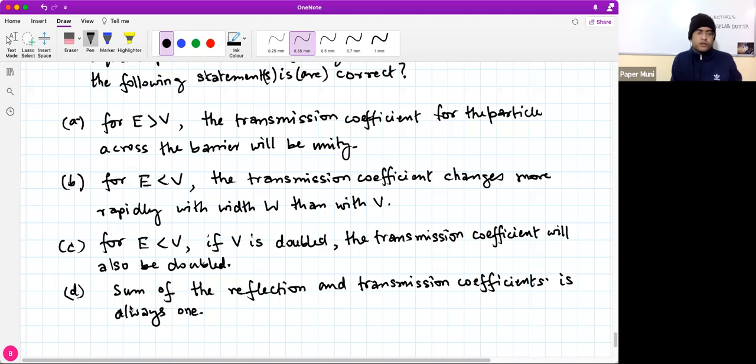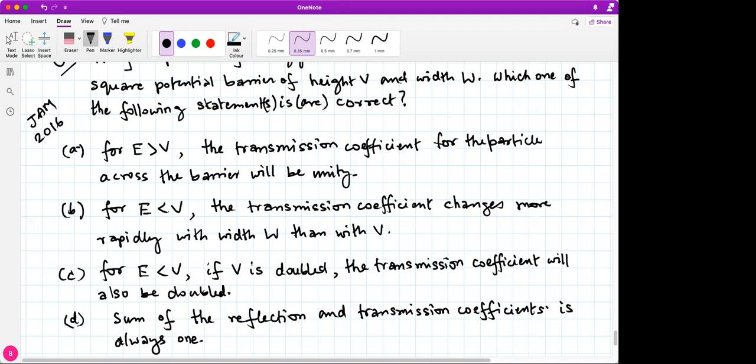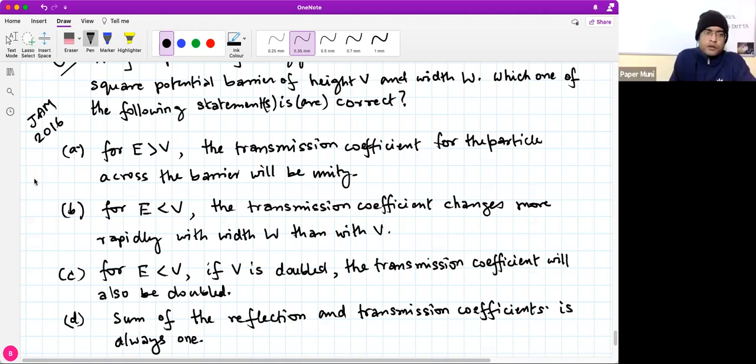All right, so this is the question given to you, and this is from JAM 2016. It could be MSQ also, more than one correct. Tell me what will be the answer, or do you want to think over it as a homework? Homework. All right, so let's take it as a homework, and I'll discuss this problem in tomorrow's class.